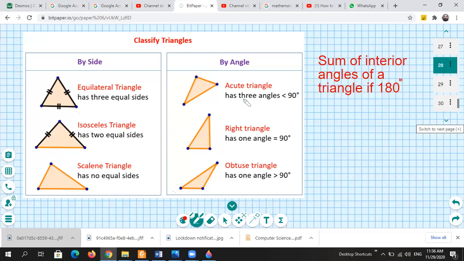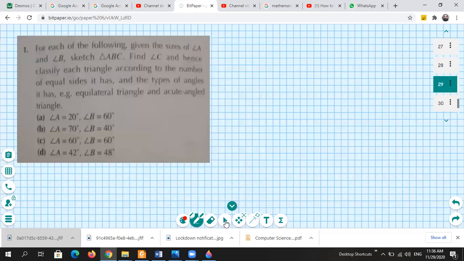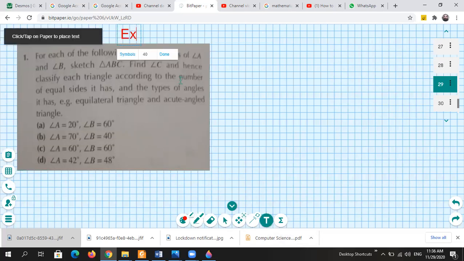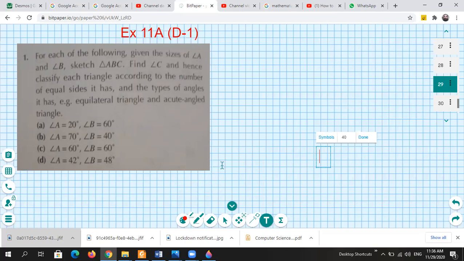All right, moving towards the exercise. This is exercise 11a, question number 1. I'm writing here, this is exercise 11a of your D1 book. So this is question number 1. Okay, I'm reading the statement. For each of the following, given the sizes of angle A and angle B, this sign is actually the sign of angle. This is read as angle A, and this one is angle B.